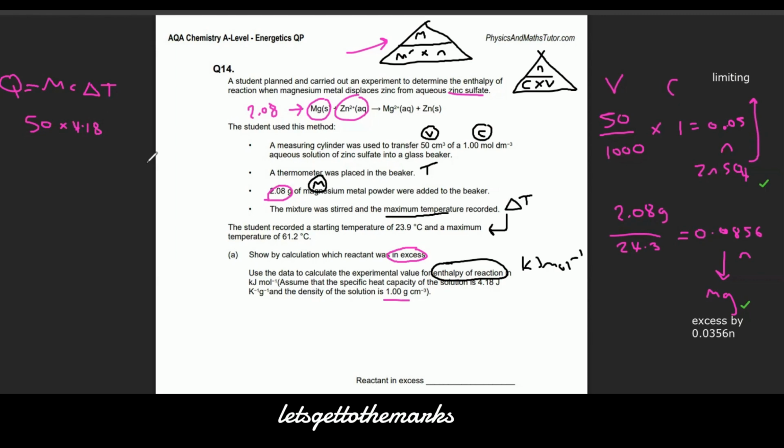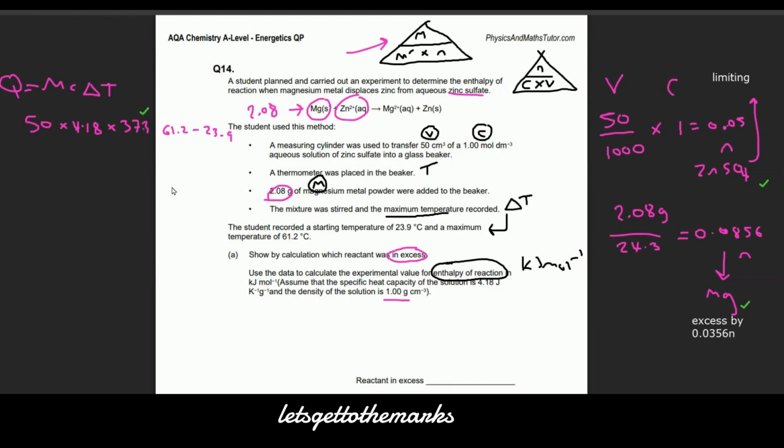We have a specific heat capacity, which is C, of 4.18. And then we need to work out the temperature change. So I'm going to times that by the difference between 61.2 minus 23.9. So if you put that in your calculator, what was that? I've already forgotten. 61.2 minus 23.9. And that gives us a temperature change of 37.3. So let's put this in the calculator and work out Q.